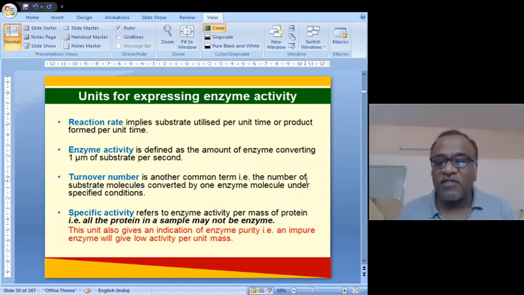It is another common term, that is the number of substrate molecules converted by one enzyme molecule under specified conditions. And the specific activity refers to enzyme activity per mg of protein or per mass of the protein. That is, all the protein in a sample may not be the enzyme. So that is the reason why it is taken as per mg or per mass of the protein. So this unit also gives us an indication of the purity of the enzyme. That is, an impure enzyme will give low activity per unit mass.